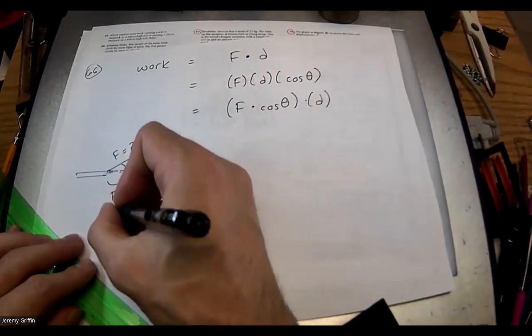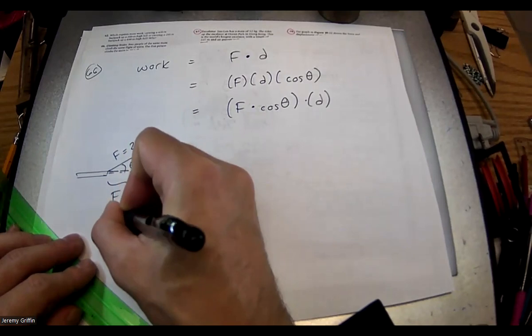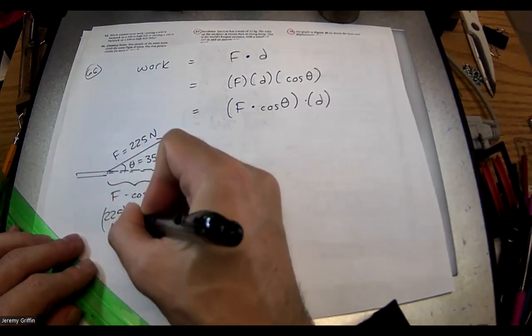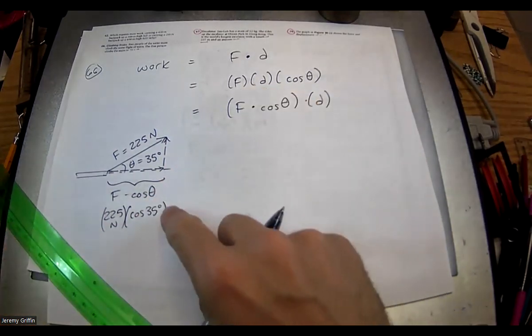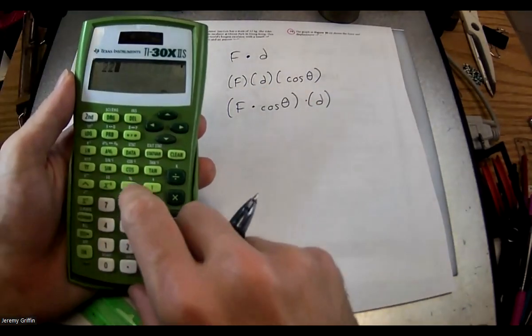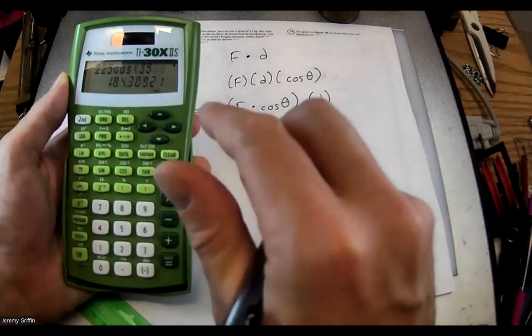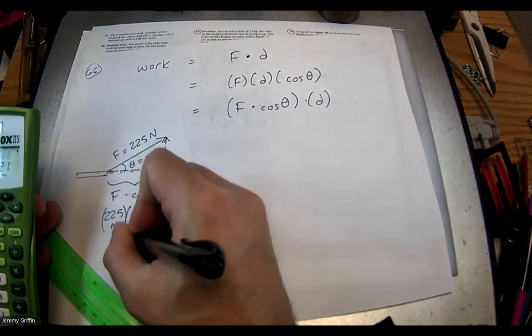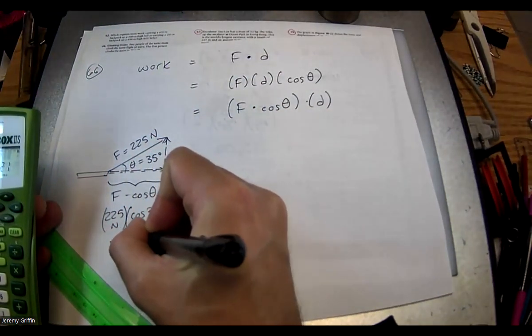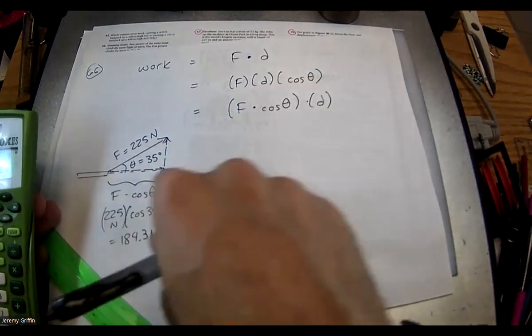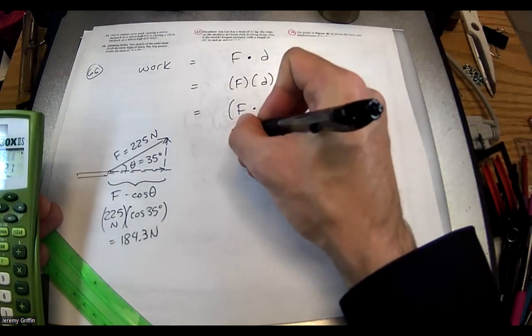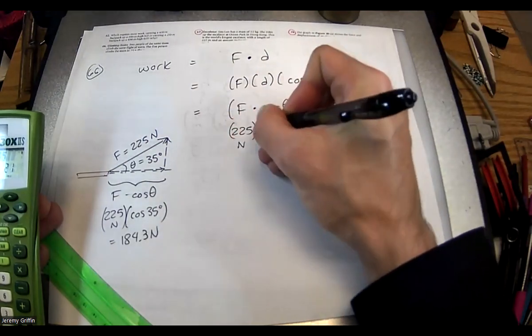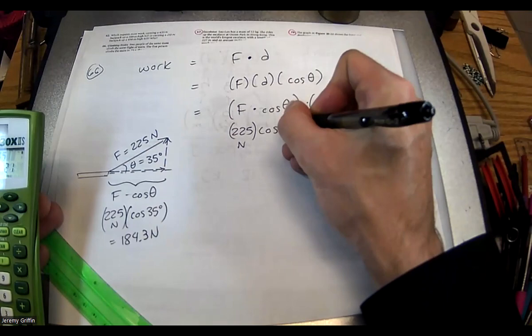So we got 225 newtons cosine 35 degrees. What is 225 cosine 35 degrees? That's like 184.3 newtons. Okay. So there's only 184 newtons actually moving the sled forward. That's what all this stuff is. So 225 newtons cosine 35 degrees.